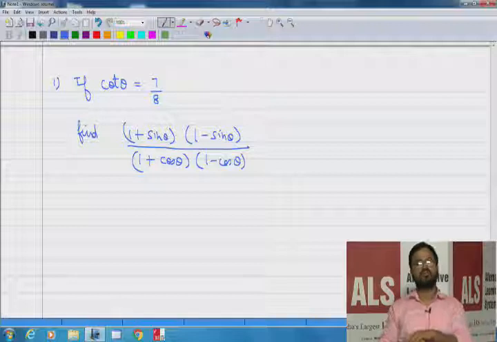In all these questions, always draw the right angle triangle. First of all, draw a right angle triangle and see cot theta represents which two sides. Find the other side using Pythagoras theorem, and then find the value of sin theta and cos theta and substitute in this one.